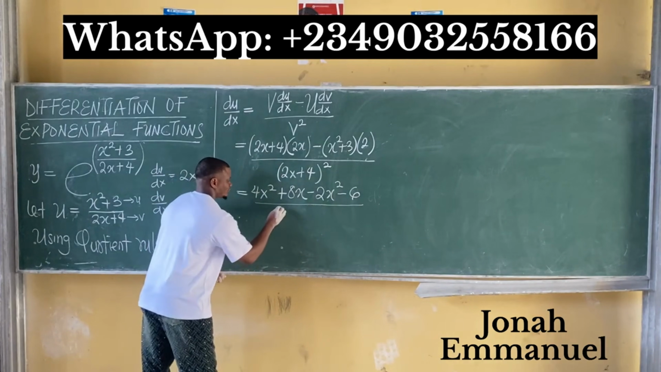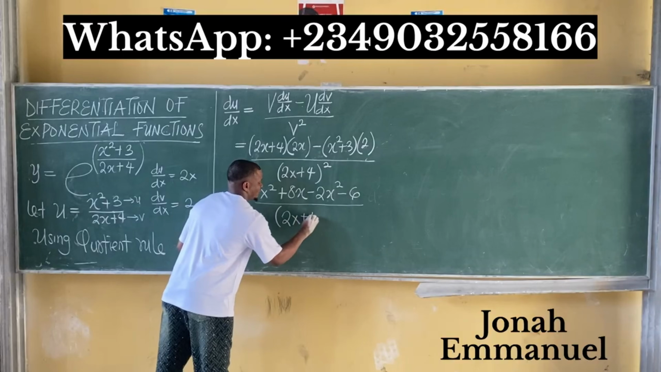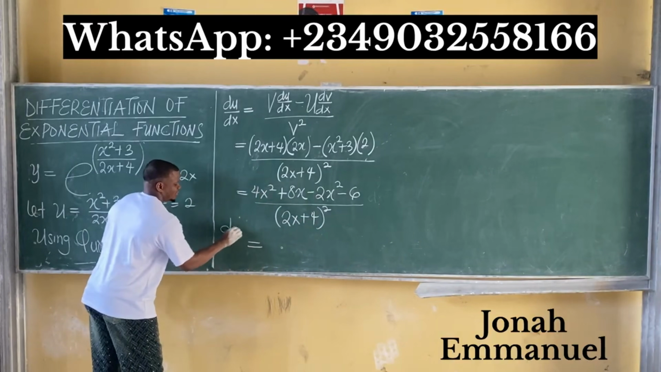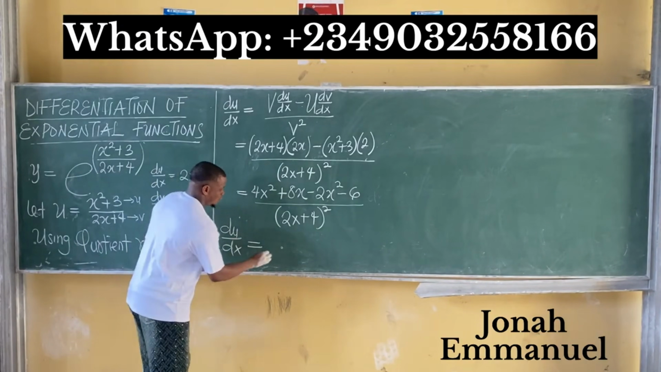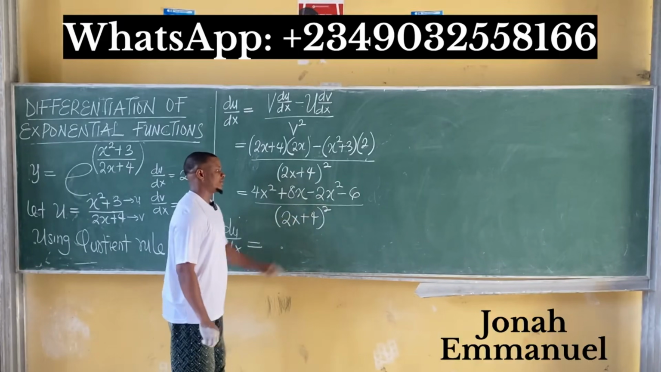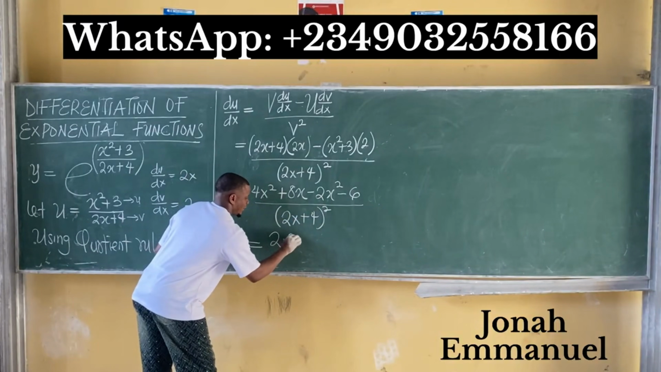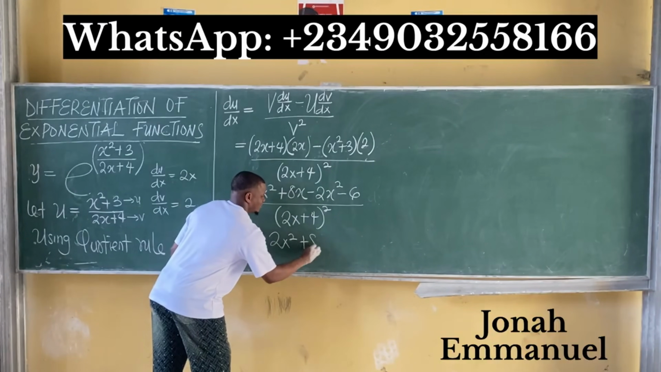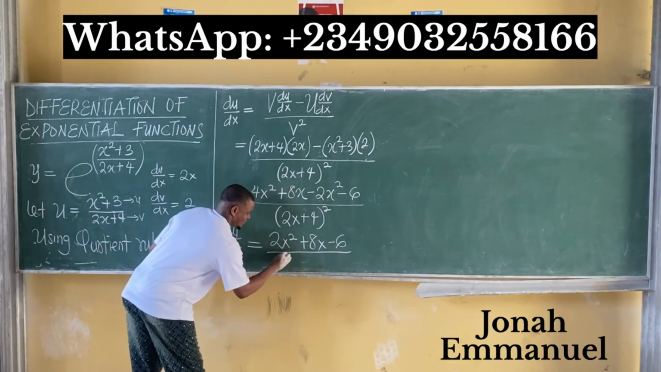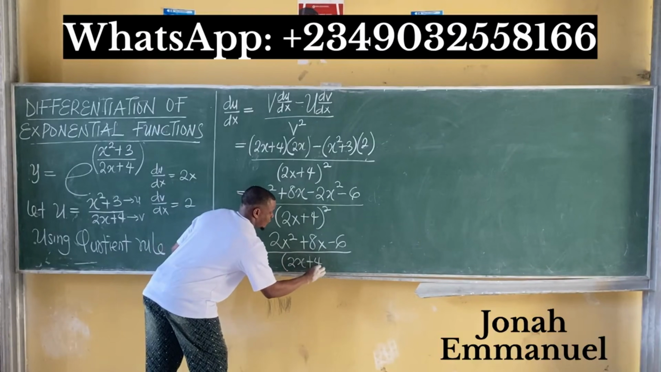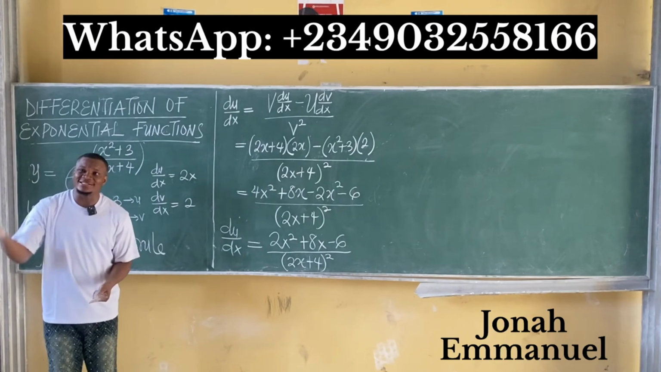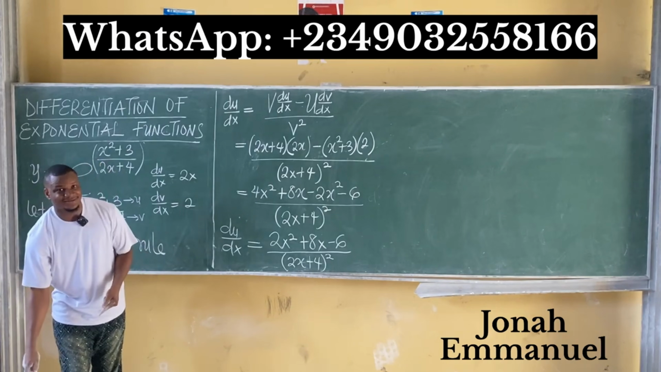2x plus 4 to the power 2. What's my numerator there? 4x squared minus 2x squared gives 2x squared. Next up, plus 8x. Next up, minus 6. All over 2x plus 4 to the power 2. All we have done here is just to get du dx.